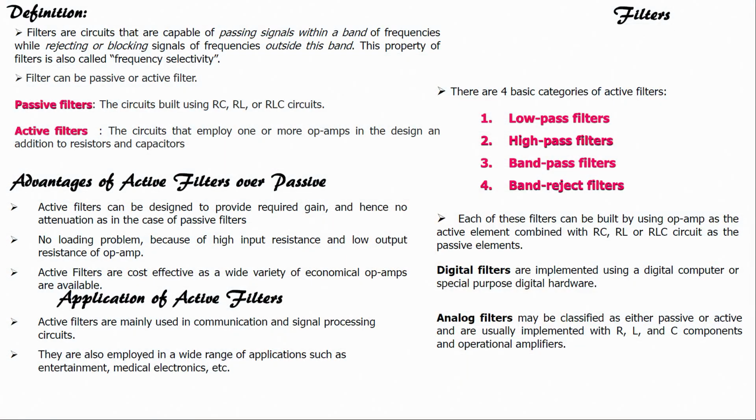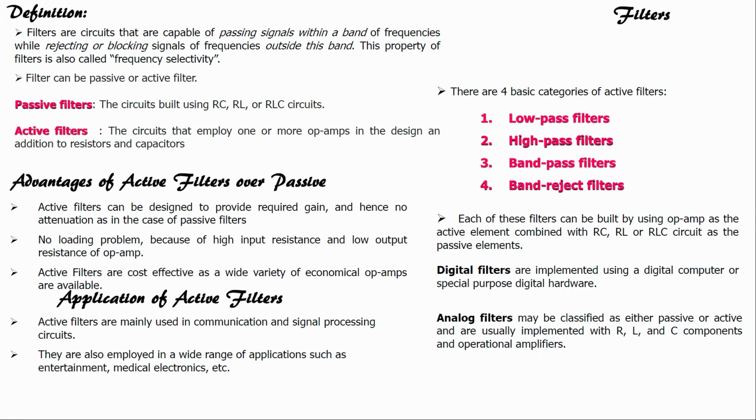To start with, we will start with filters. When you talk about filters, what are they? They are circuits that are capable of passing certain signals and blocking others. What do you mean by passing certain signals? For the band of frequencies that you want to pass, we can design a circuit that will allow those desired frequencies to pass while blocking the undesired signals, right. This property of filters is called frequency selectivity.